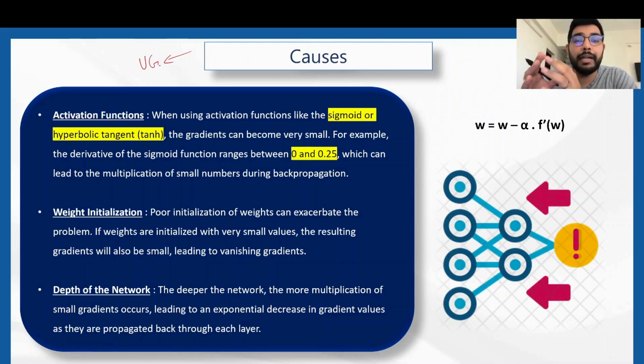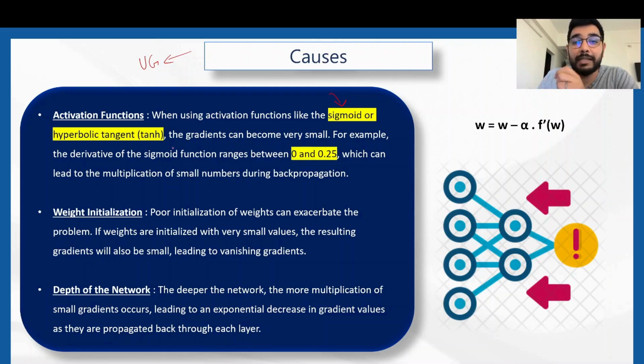One of the most prominent causes of the vanishing gradient problem is the choice of activation function. Activation function essentially introduces non-linearity while training a neural network. We'll be discussing in depth about activation functions and the types of activation functions in my upcoming videos. In this particular problem of vanishing gradient, there are a few activation functions such as sigmoid or tan hyperbolic, which make the gradient become very small.